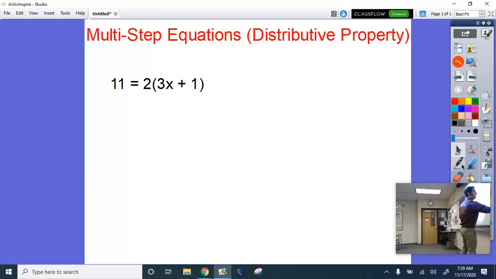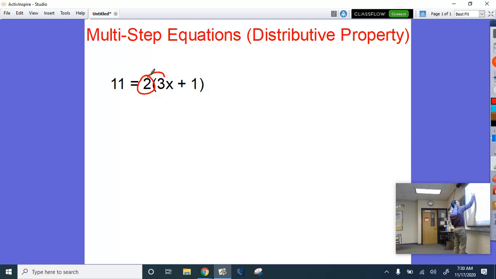So what I see over here is the distributive property. Here's my factor 2, and I'm going to distribute that 2 to both terms. Okay? I'm going to drop this down. My 11 stays the same. This then becomes 6x. 2 times 3x is 6x, and then 2 times 1 is positive 2. So now it just becomes a two-step equation, which we should be pretty solid at solving.